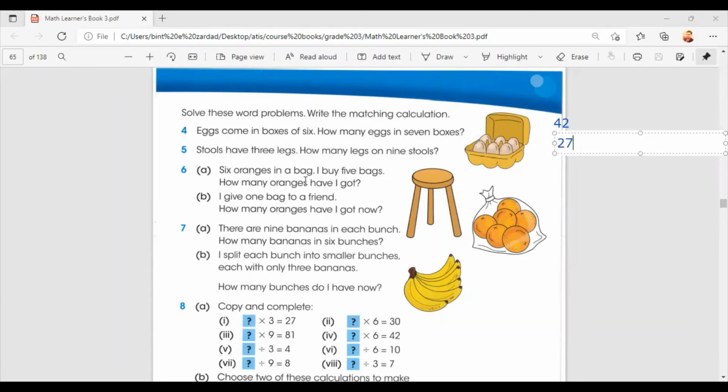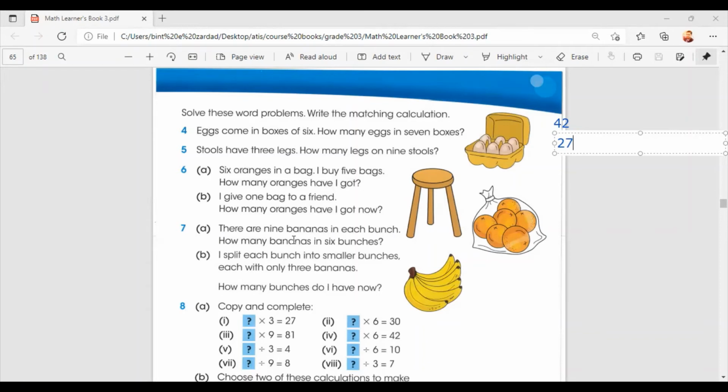Like this, 6 oranges in a bag. I buy 5 bags. How many oranges have I got? 5 multiplied by 6 is 30. I give 1 bag to a friend. So from 5 take 1. So 4 bags, 4 6 times 24. So how many oranges have I got now? 24.